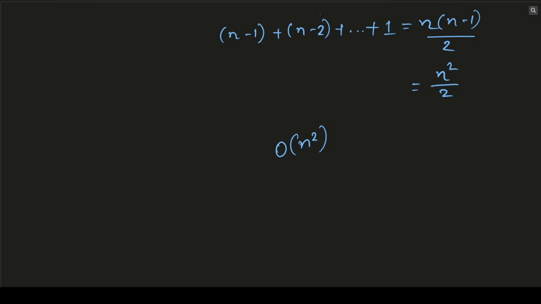Even though we cut the work in half compared to n squared, for large n, this too does not matter. The growth is still quadratic. We use big O to ignore the constants. So n squared by 2 is still order of n squared. That is why we say this duplicate checking algorithm runs in quadratic time.